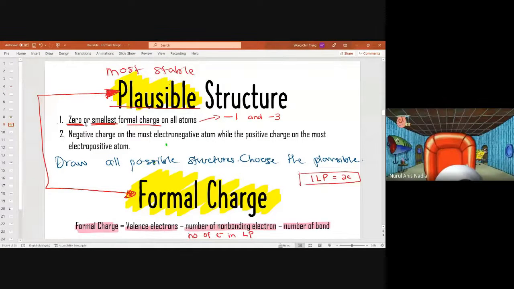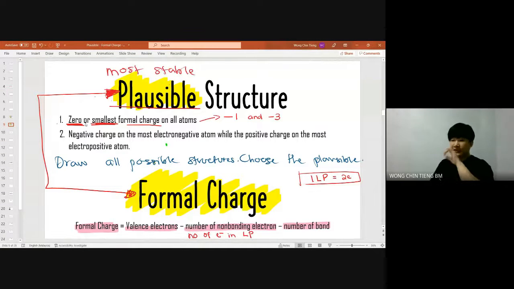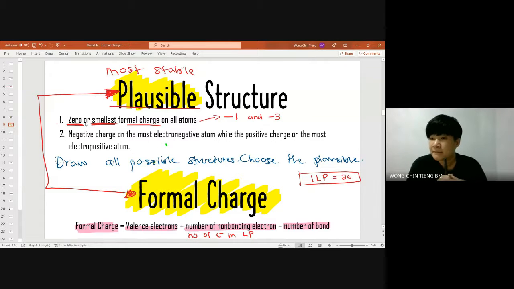-3. Anis kata -3 lagi. -1 and -3. Who is smallest? Yang lain? Anis kata -3. Everybody agree? Agree. Your maths is very, very good, but not so good in your chemistry.